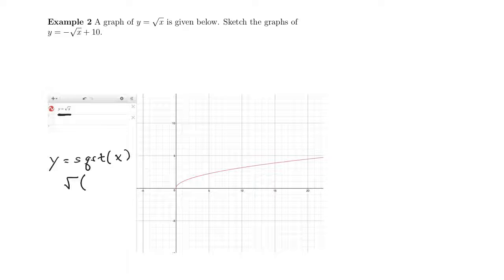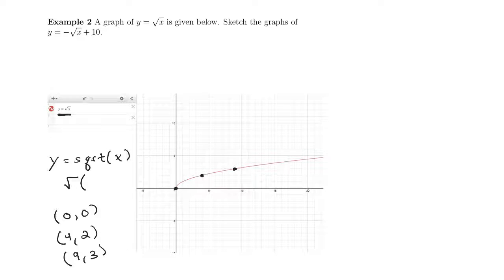If you want a couple of numbers off of it, well, 0, 0 is on the square root because the square root of 0 is 0. Maybe a couple of others. 4, 2, the square root of 4 is positive 2. And then a last one here at 9, the square root of 9 is 3.